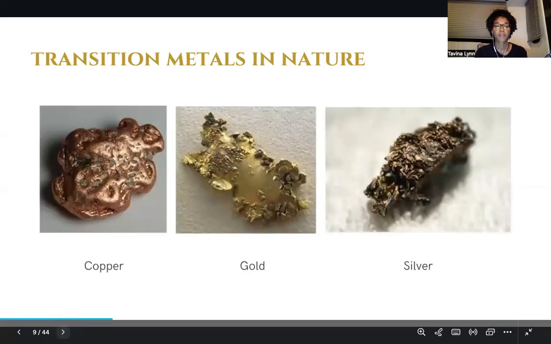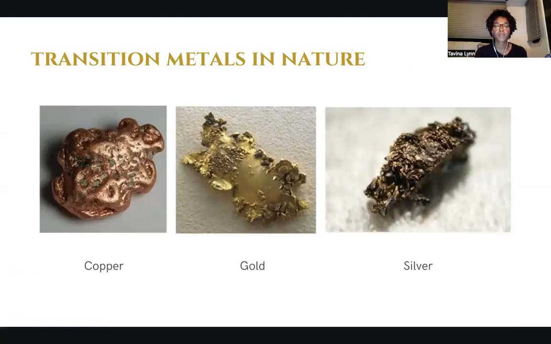So here are some examples of transition metals that are found in nature, in jewelry, for those of you that wear copper, gold, or silver jewelry as well. And we're going to talk a lot more about copper and gold when we get to electrochemistry. But what is really cool about copper, for example, and gold, is that they are really conductive.